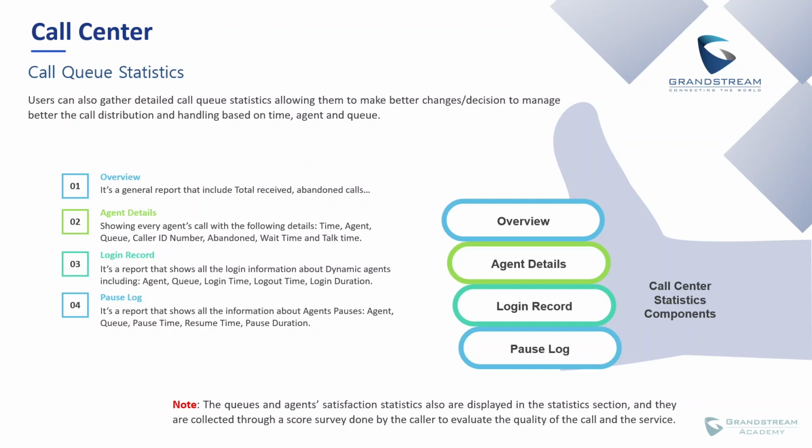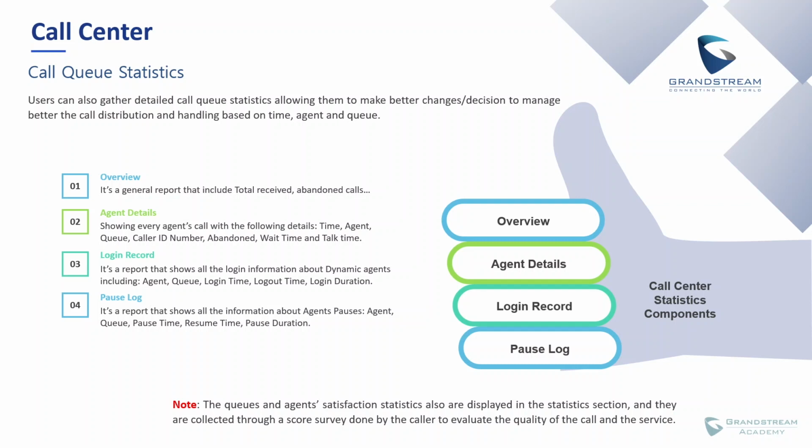Agent details is a call log that shows every call to each individual agent from all queues, and you will have the visibility on time, which means the date and time of when the call was received, the agent, which agent was rung for the call, the queue, which means on which queue the call has been received, the caller ID number, the CID of the caller.